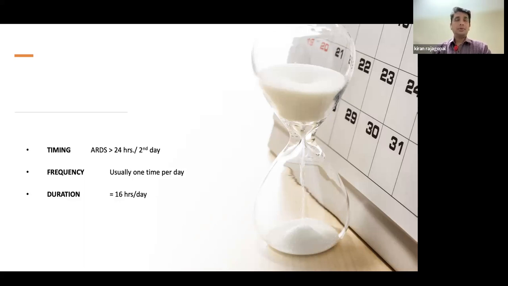Usually we give a long duration. We prone for a longer duration at a single stretch, that is approximately around 16 hours. After that, we will make him supine, and depending on the response, we will again prone him. Okay. And we can continue these proning sessions any number of times. There is no limitation.